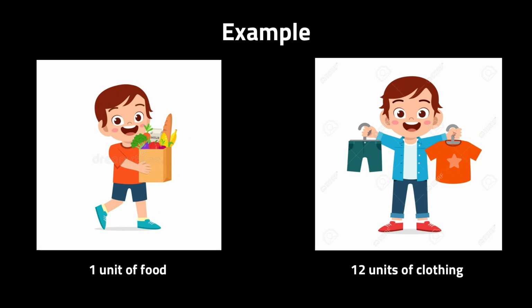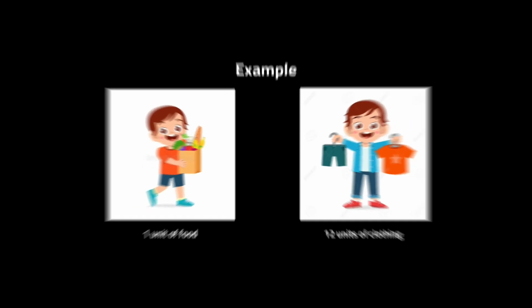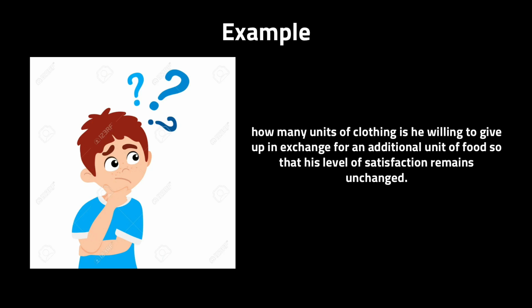Here is an example to understand the indifference curve better. Peter has 1 unit of food and 12 units of clothing. Now, we ask Peter how many units of clothing he is willing to give up in exchange for an additional unit of food so that his level of satisfaction remains unchanged. Peter agrees to give up 6 units of clothing for an additional unit of food.